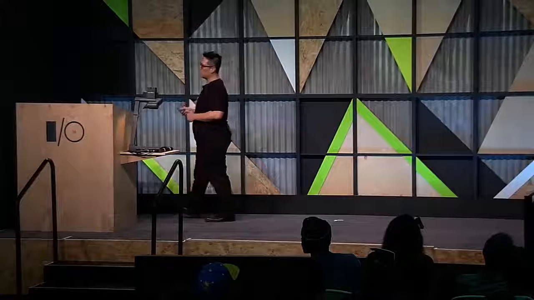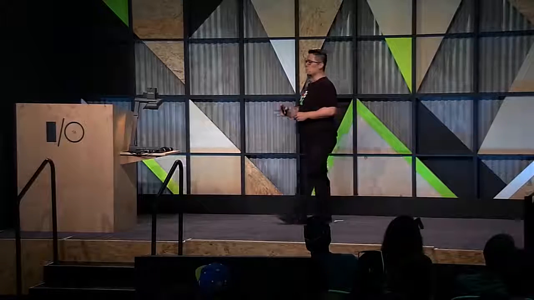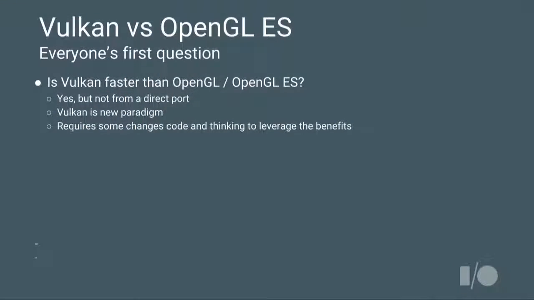All right, so to establish a baseline between OpenGL ES and Vulkan, this question gets asked more than any other question when it comes to Vulkan. Is Vulkan faster than OpenGL/OpenGL ES? The short answer is yes, but not from a direct port. Vulkan is new, and if you want to leverage all the benefits of Vulkan, you have to change some of your code, if not a lot of your code, and definitely some of your thinking.